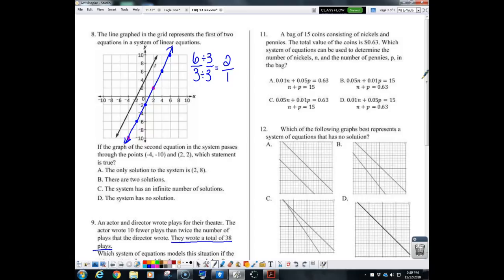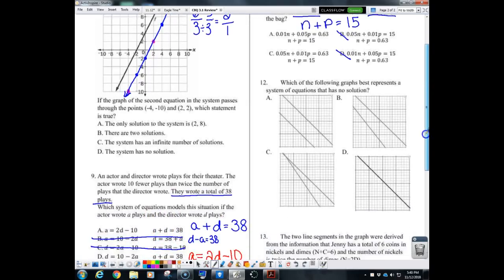Okay, so total number of coins is 15, right? So that means the number of nickels and the number of pennies, when I add those two together, should equal 15. So N plus P equals 15. So the two answer choices I can eliminate already are D and B. So we're focused on A and C. On A and C, it should be a piece of cake because you know that the nickels are worth 5 cents and the pennies are worth 1 cent, right? You can only multiply by what it's actually worth. So one of those is completely wrong. You have to see which one it is, okay?